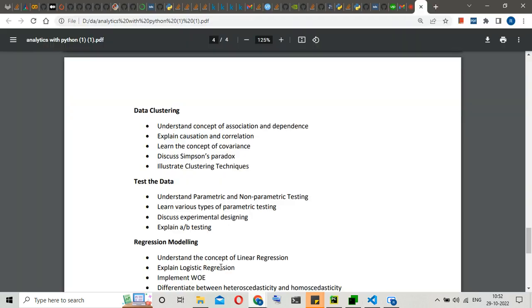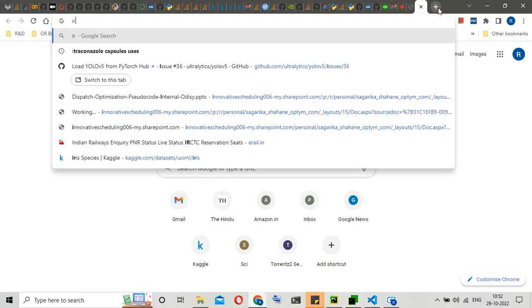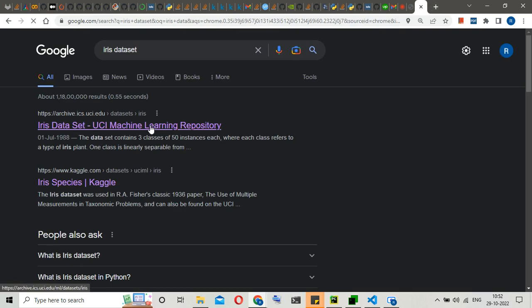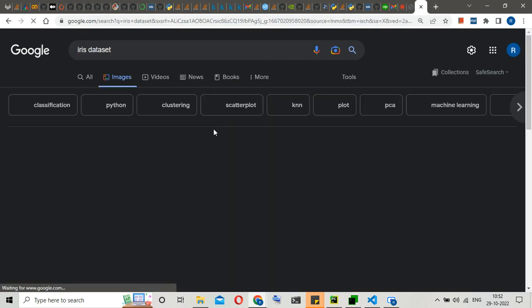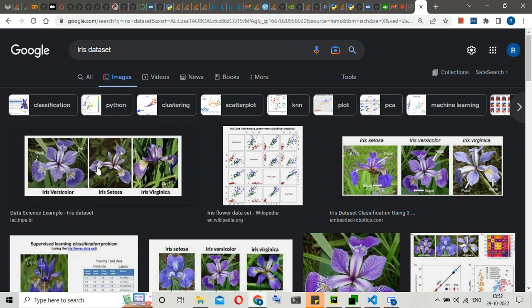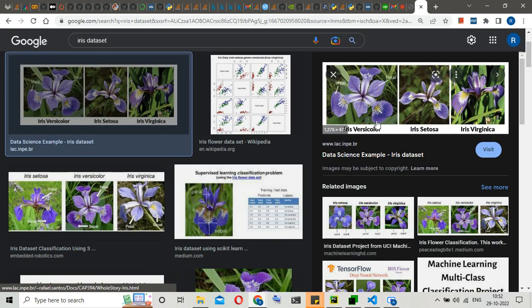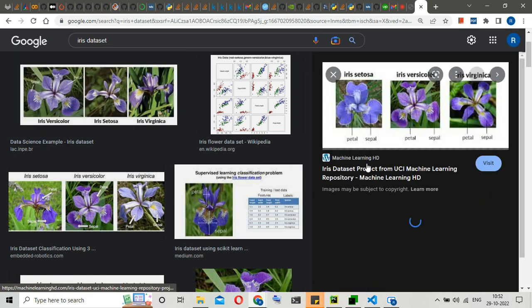If you check somewhere, the iris data set is very much used in images. Maybe we can see an example. Yeah, this is the thing. So these three types of flowers, they collected the data for them.